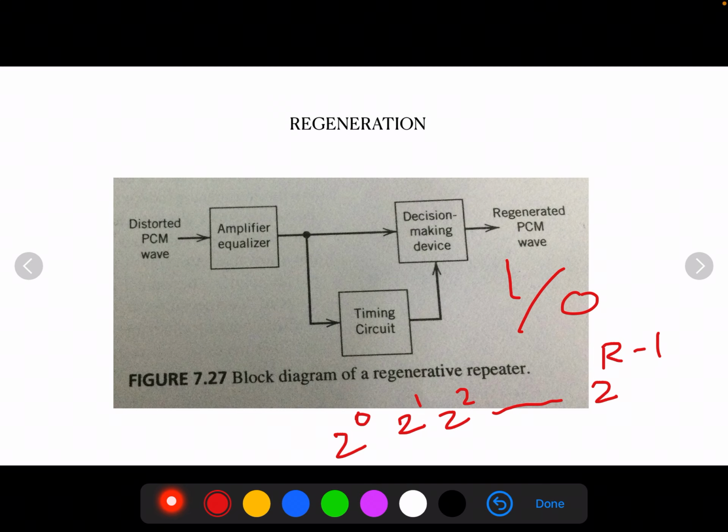In the next video we will be discussing delta modulation.